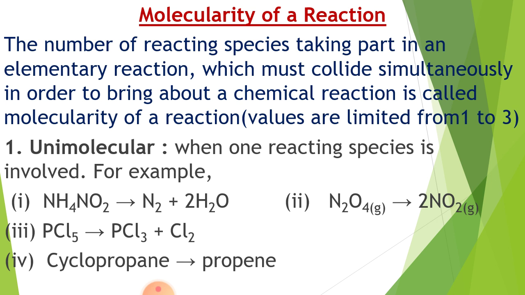N2O4 when heated produces 2NO2 gas, which is a brown color gas. PCl5 when heated liberates PCl3 plus Cl2. Cyclopropane changes into propene. You should learn all these reactions properly. This will help you in further chapters also.